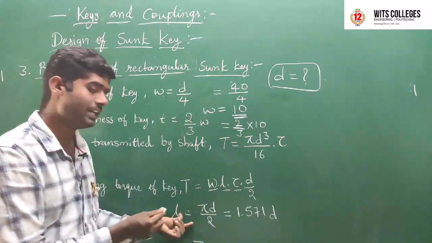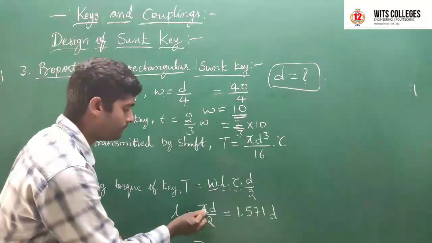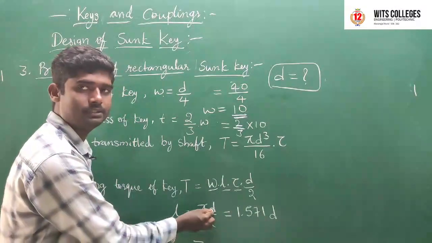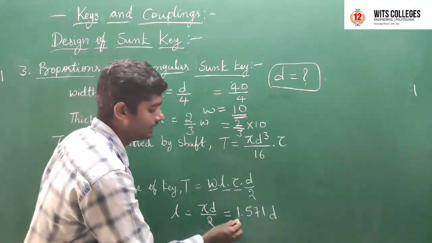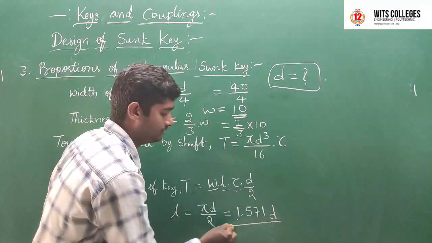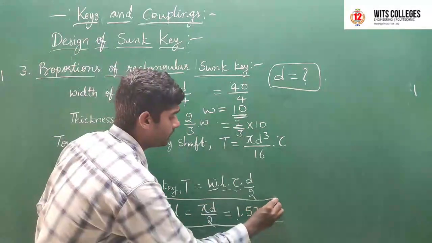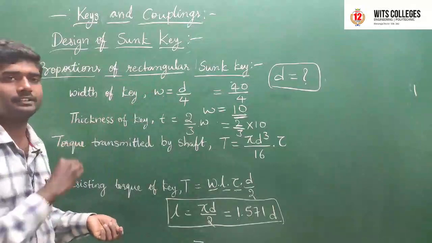What is the L? L is equal to pi D by 2. Substitute D in this equation. L is equal to pi D by 2, that is 1.571 D. Okay, this is the proportions of rectangular key.